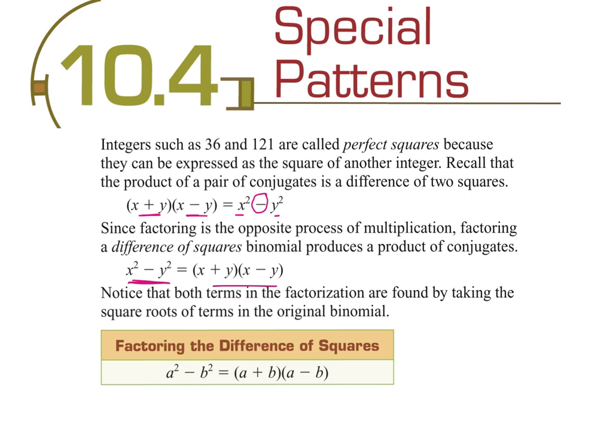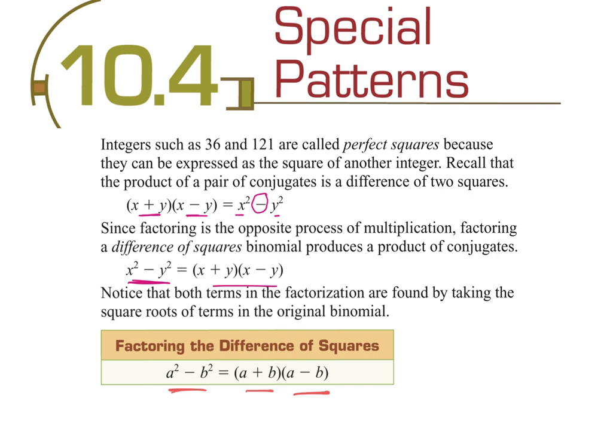Anytime you have two perfect squares being subtracted and you're trying to factor them, you are going to factor them into a special case. You are going to take the square root of the first one and the square root of the second one, and then you're just going to add and subtract them. So if you look, we have a squared minus b squared. A squared is a perfect square, b squared is a perfect square. So our factoring would be a plus b, a minus b.